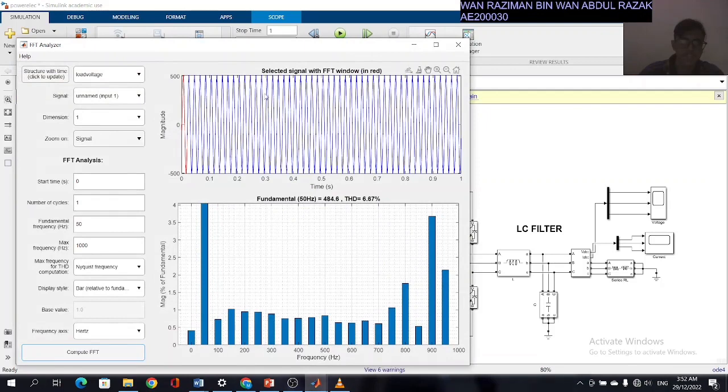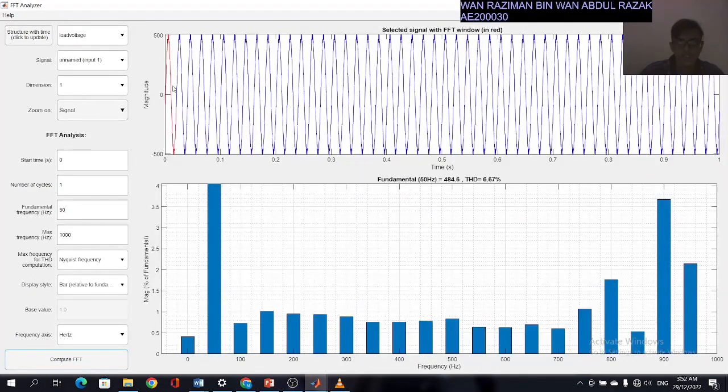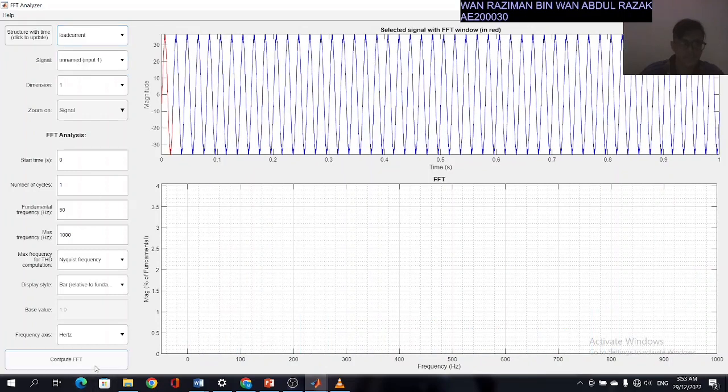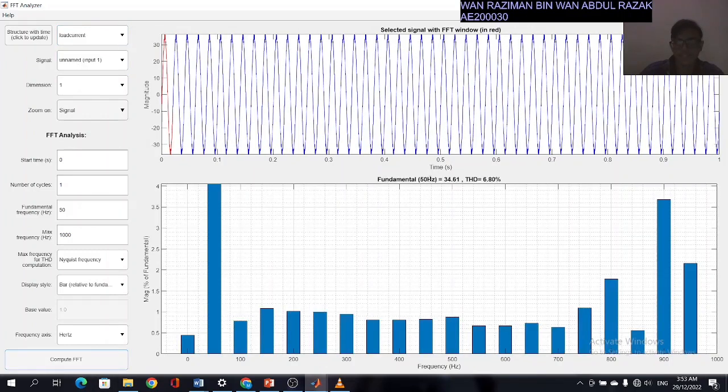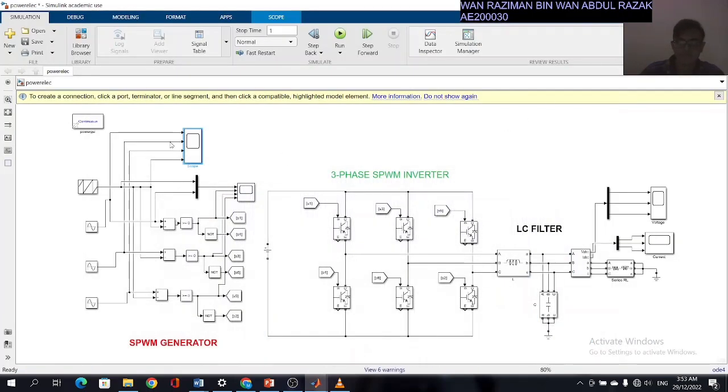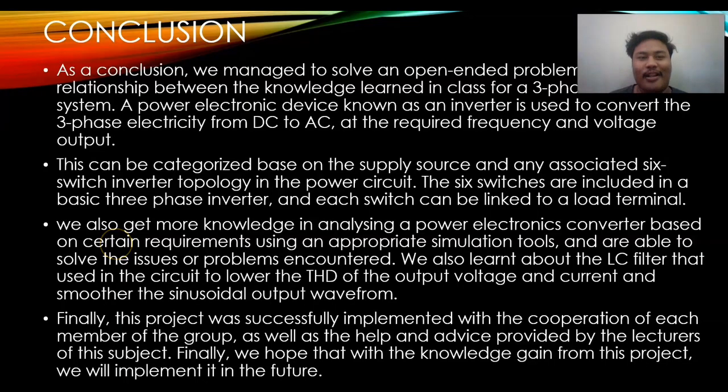we use the FFT analyzer, and for the load voltage with fundamental frequency 50 Hz, we got THD 6.67%. And for the current, with fundamental 50 Hz frequency, we got 6.8%. So the THD for the voltage and current is less than 7%. That's all. Thank you.